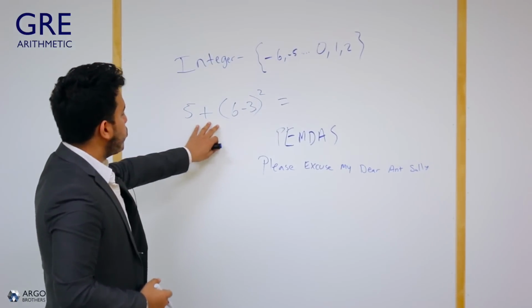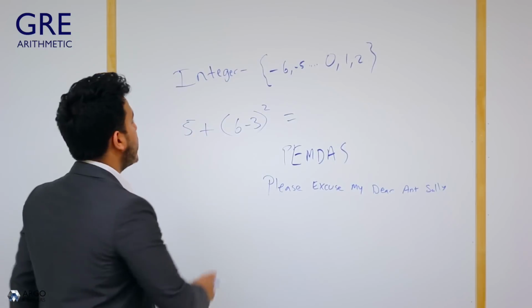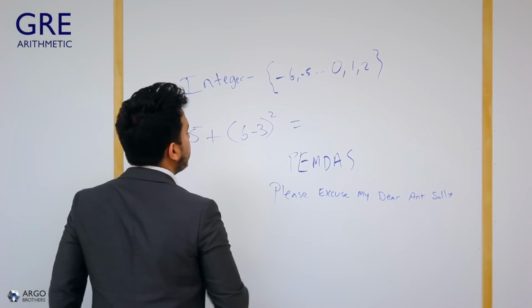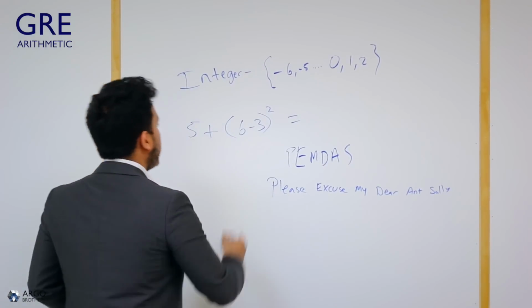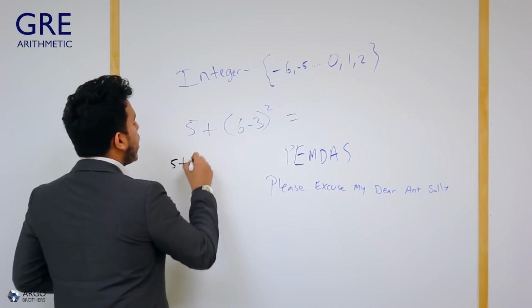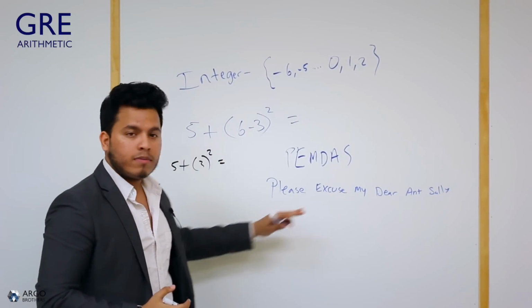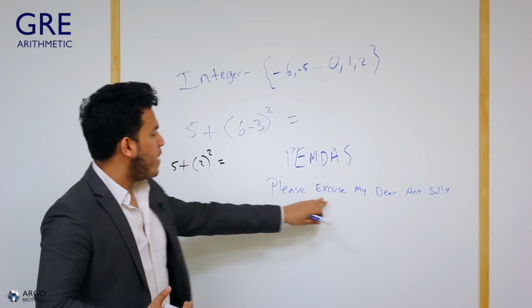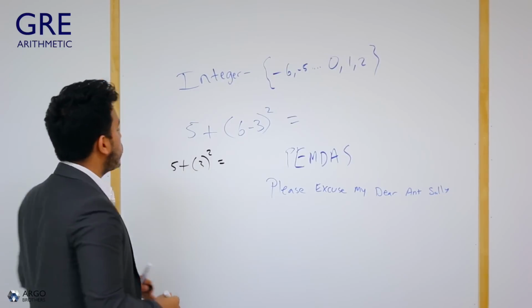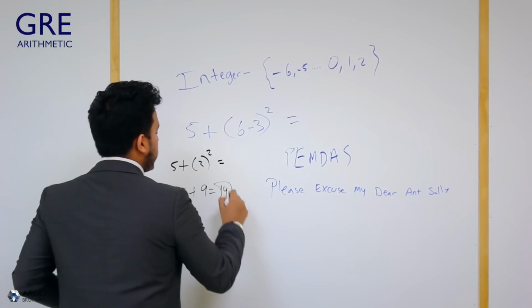So what do we have over here? I see my parentheses, so I'm going to automatically focus on this. I know I have to do this first. 6 minus 3 gives us 3, so I have 5 plus parentheses 3 squared. Now if I go back to my PEMDAS, I know that I have to do exponents next. So 3 squared is 9, and then 9 plus 5 is simply 14.